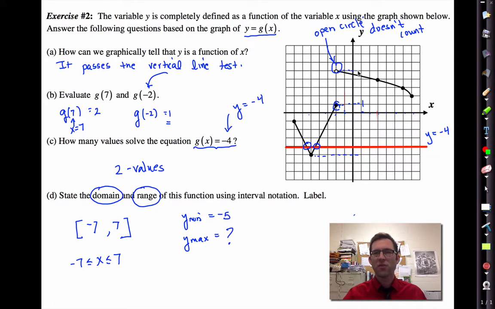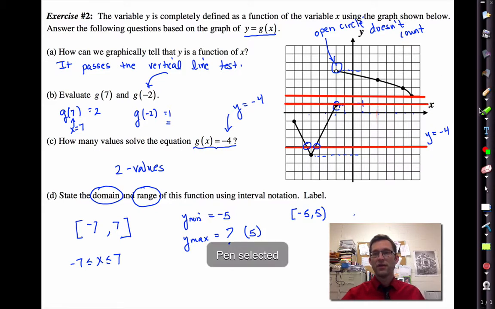I don't have a maximum y because that y value is getting very close to 5, but it doesn't actually hit it. That's what that open circle does. So a lot of people will just say, all right, no problem. It goes from negative 5 to 5, but we'll just put a parenthesis there. Unfortunately, that's not correct either. And the reason it's not correct is because there's a whole slew of y values that lie between this one and this one that were never hit.